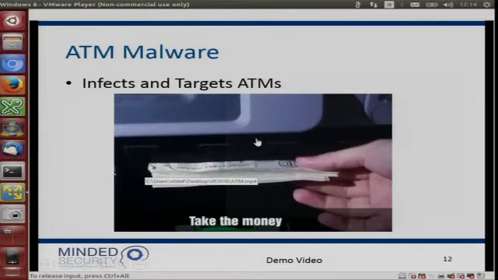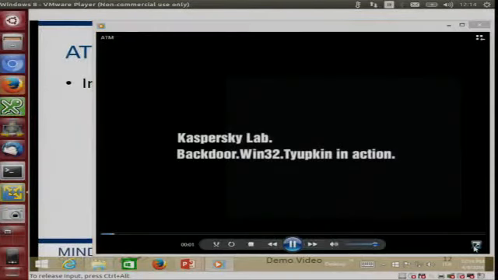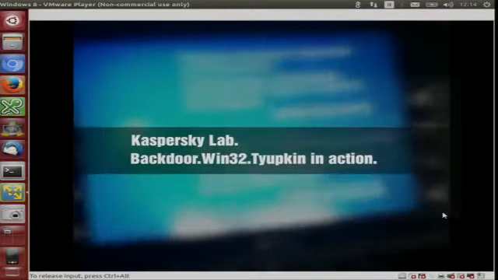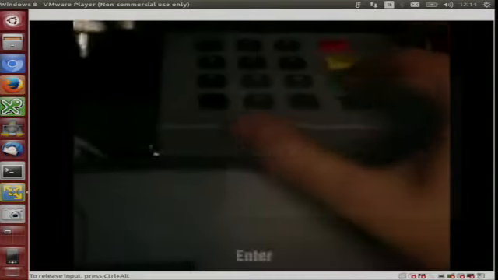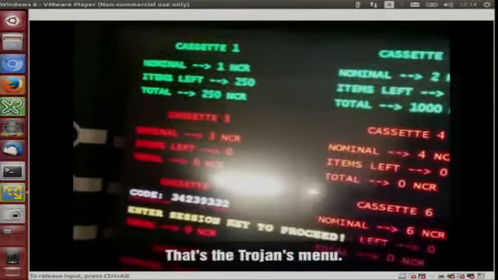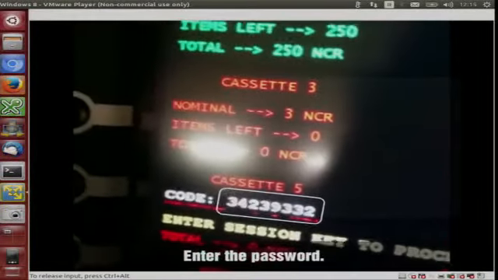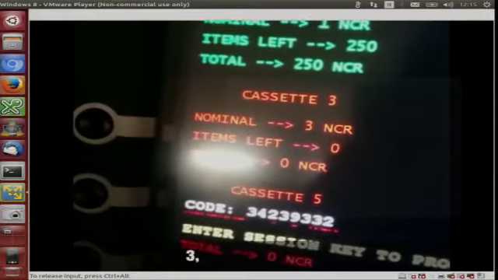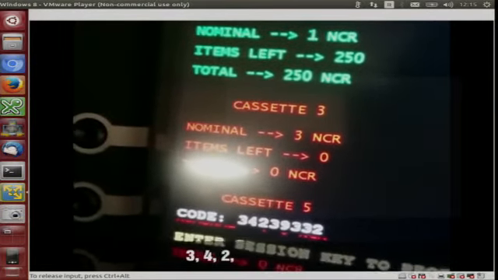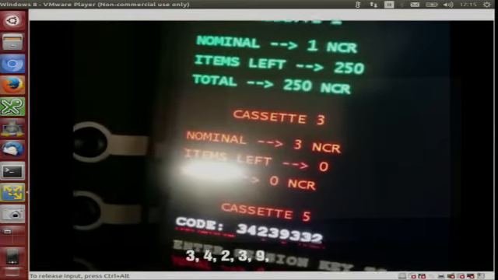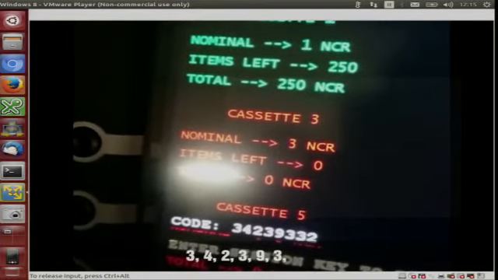Before I was talking about ATM malware. What is an ATM malware? This is one of the most sophisticated ATM malware that was discovered by Kaspersky Labs in 2014. Here the attackers have breached the internal ATM network and then they install the malware inside the ATM. After that, they can enter a specific code and they can control the money inside of the ATM.